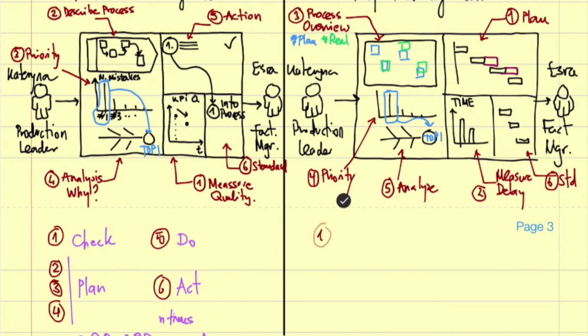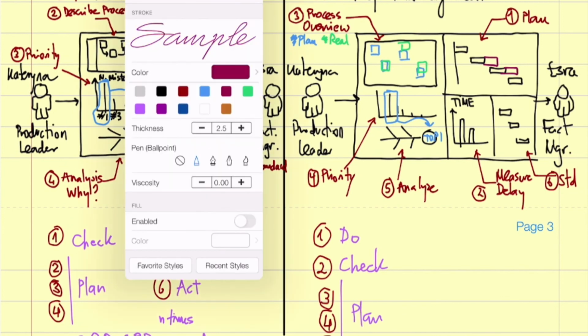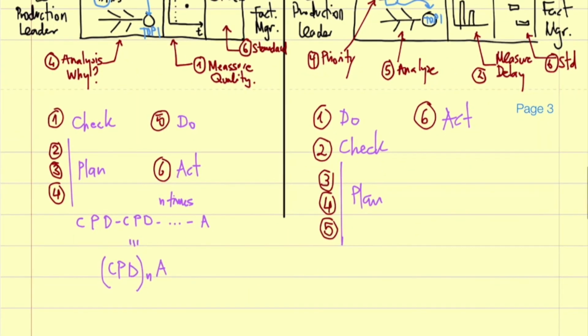Here we have our do. Then number two is our check. Number three, four, and five are our plan. And number six is our act. So we start with D, C, P, D, C, P, and A. And that's why our project management process is called DCPA. Okay.